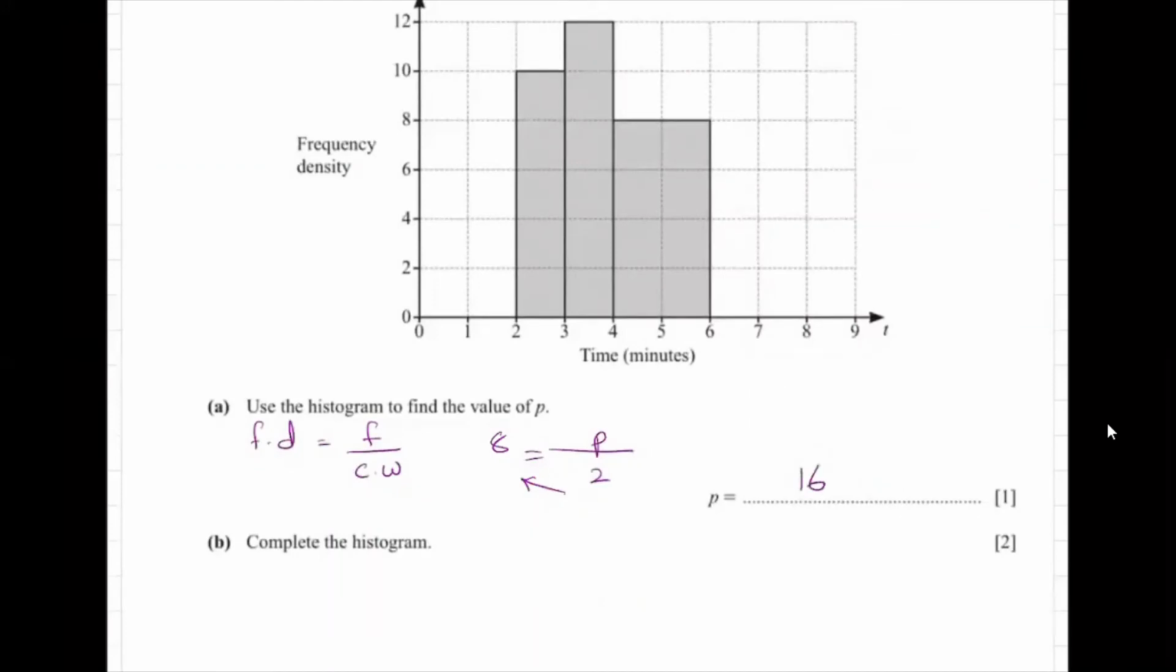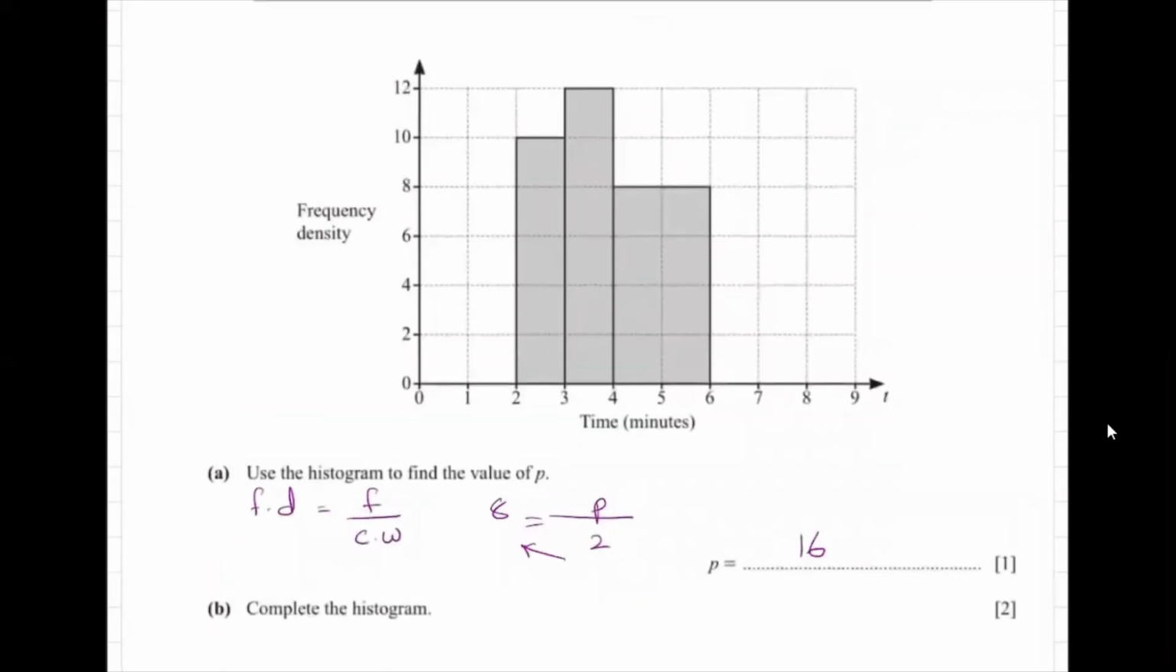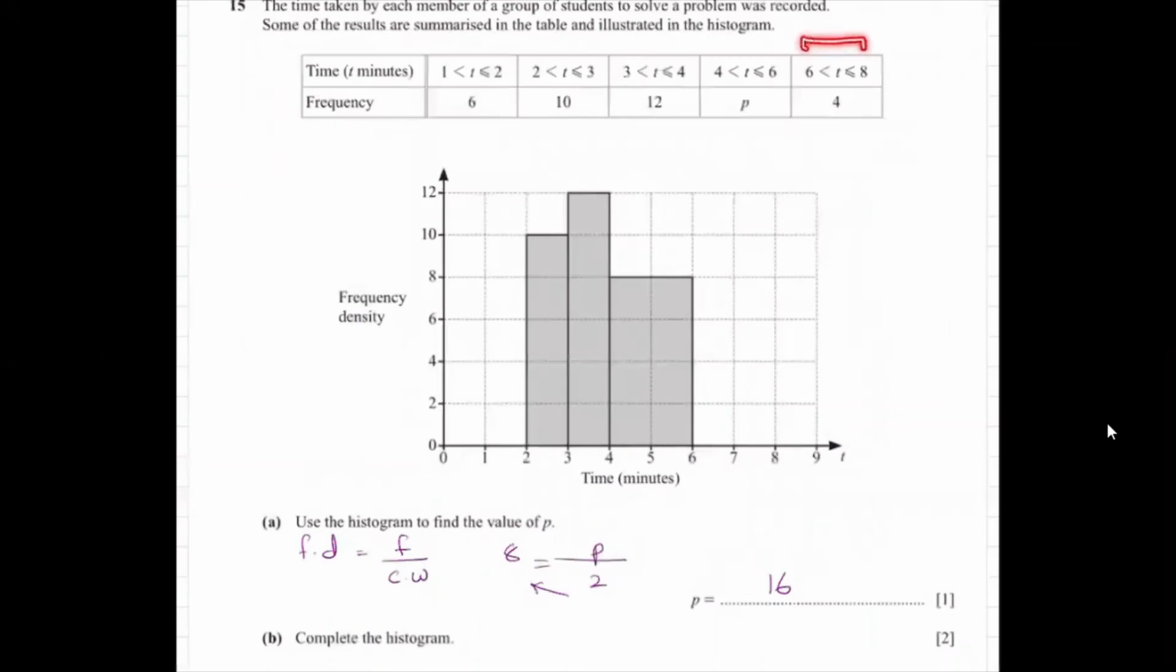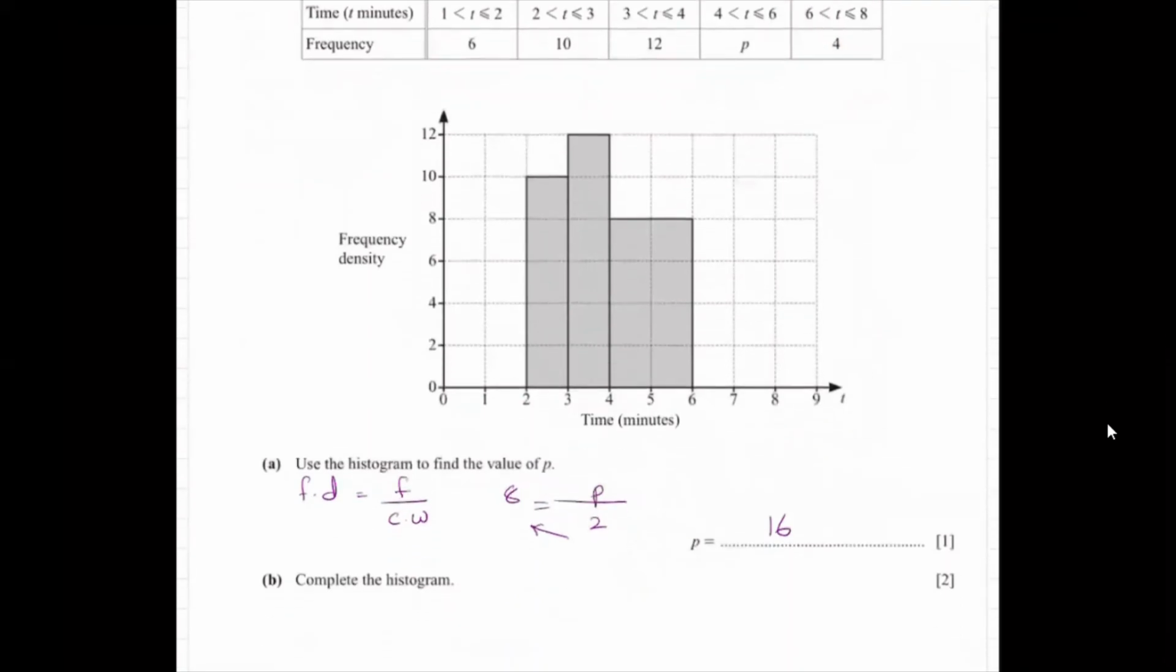Okay, the next question is complete the histogram. What should we complete here? 6 to 8. 6 to 8 is a class interval of 2. And 4 is the frequency. First of all, let's find the frequency density. Frequency density will be frequency, which is 4, divided by class width, which is 2. So the frequency density is also 2. I have to make a graph and continue this. So let's complete it. There you go. Done.